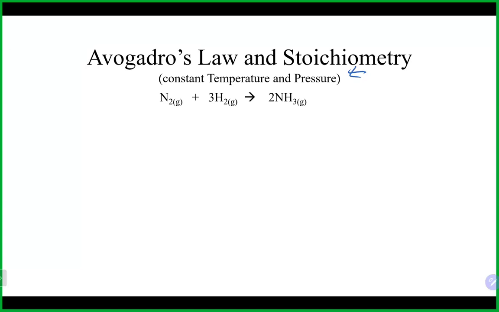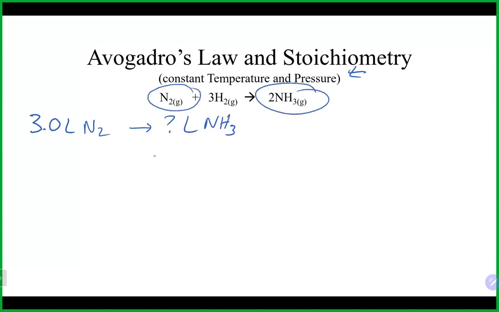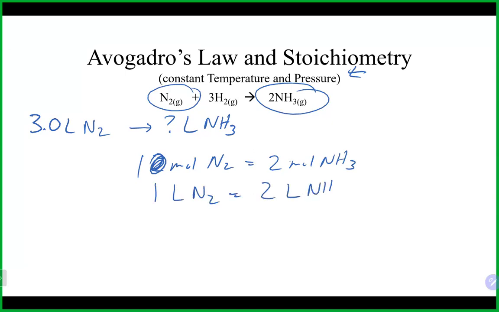So for example, if I had 3 liters of N2 and I want to know how many liters of NH3 would I produce in this case, I could look at this equation, and normally when we would look at it, we would say 1 mole of N2 has 2 moles of NH3. But because of this relationship here, we could actually do it in volume. We could say 1 liter of N2 would give us 2 liters of NH3, almost the exact same way as we do a mole to mole relationship.